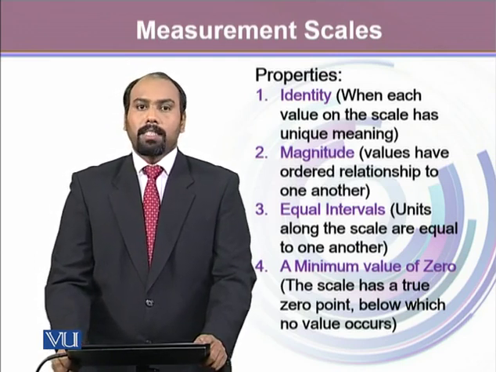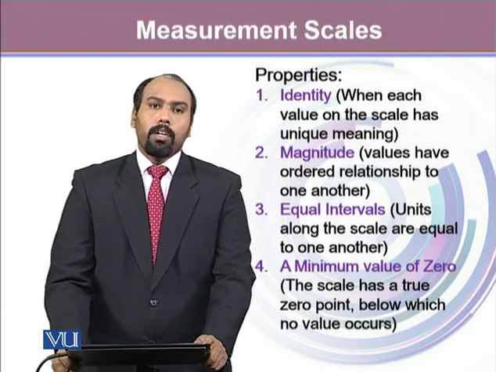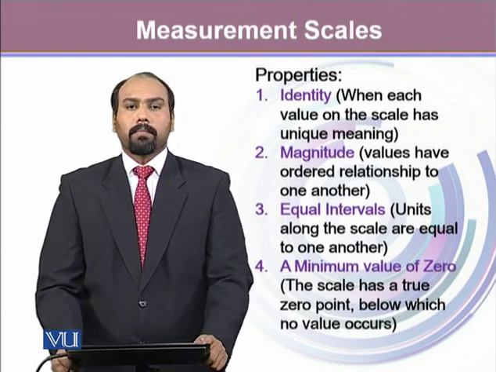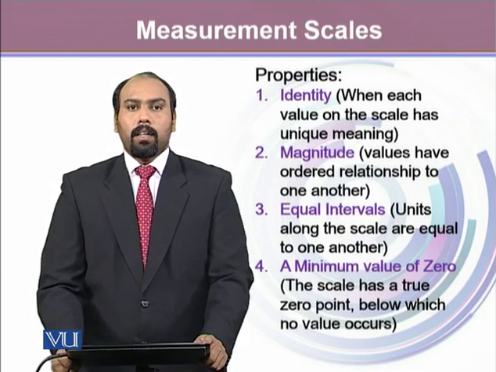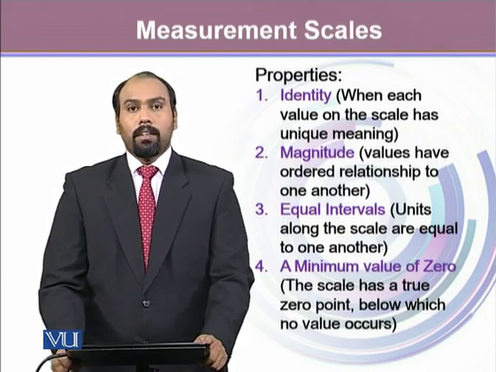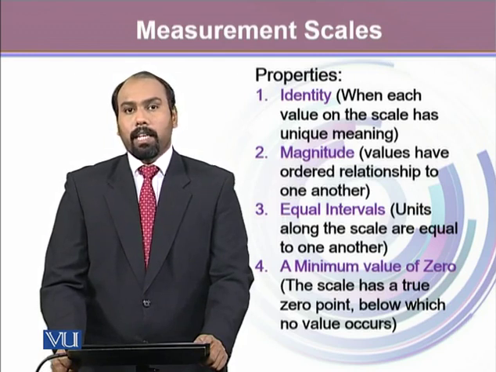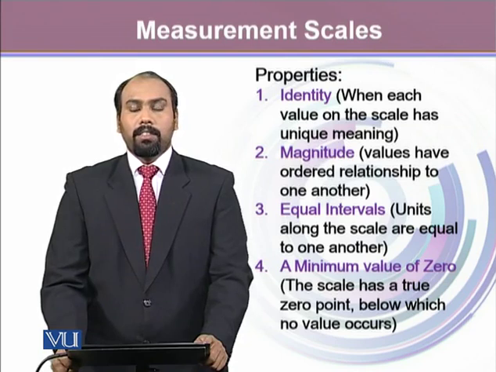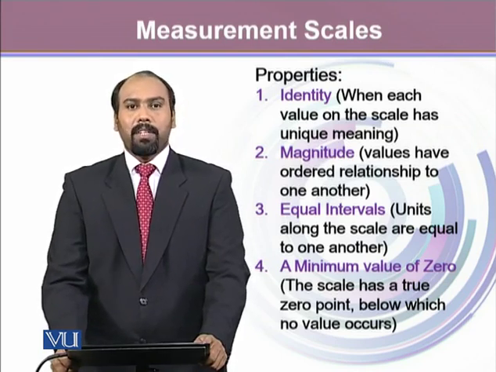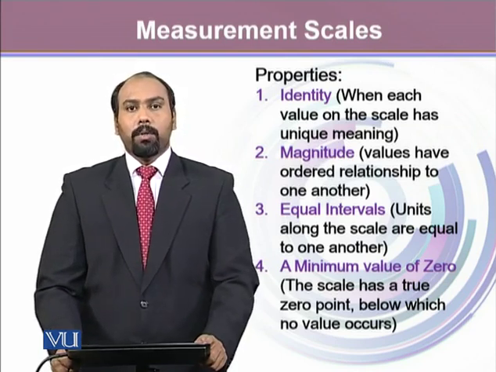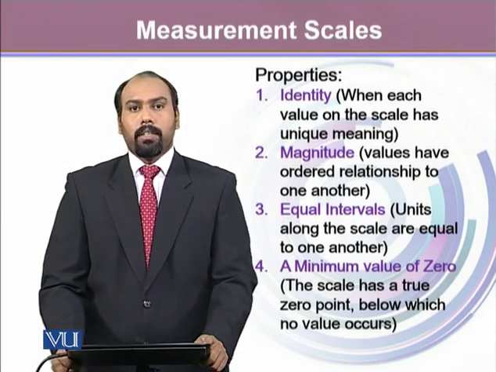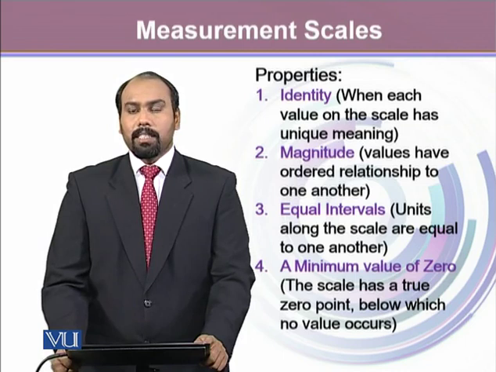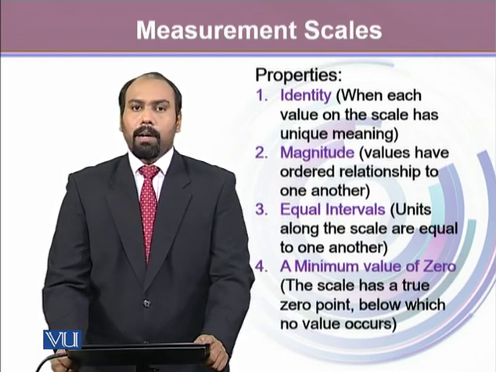Then there is equal interval. That units along the scale are equal to one another. Like if we move from 2 to 4 and 4 to 6, there are 2 intervals. The first interval is 2 to 4, which is 2 units. And the other interval is 4 to 6, which again is 2 units. This interval should be the same when we talk about equal intervals.